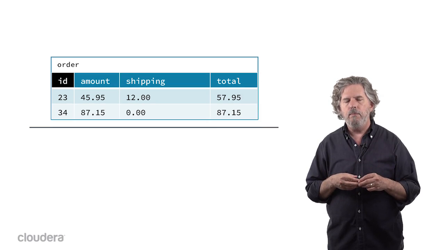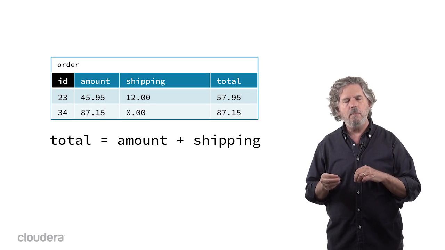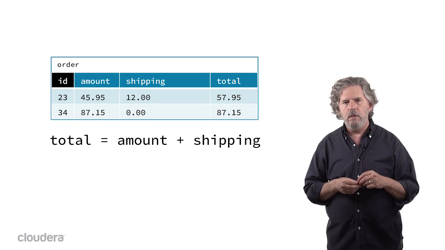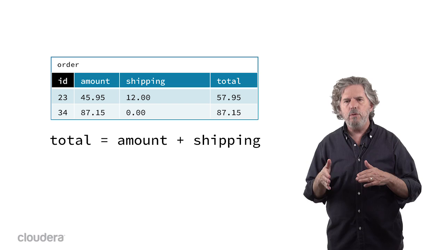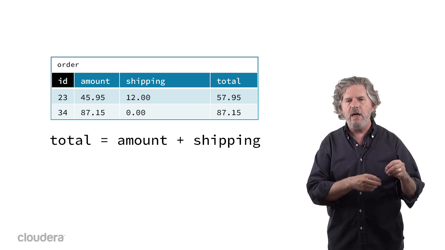Another form of denormalization is to store a derived column in a table. Look at this table. Here, the total column contains the sum of amount and shipping, so it is derived from the other two columns. Sometimes derived columns are added to make their data quickly available.